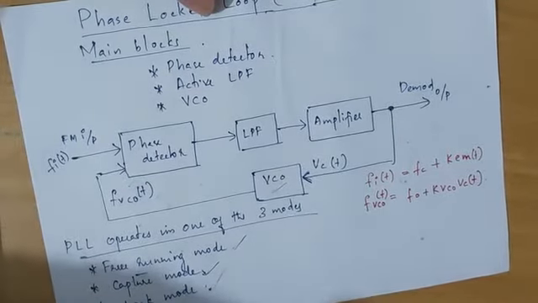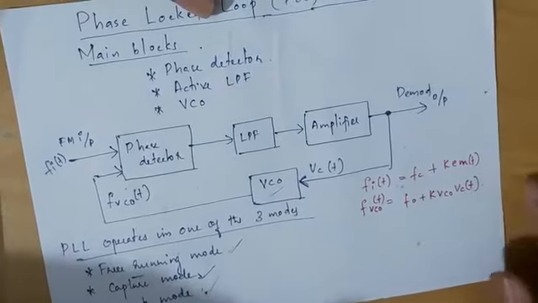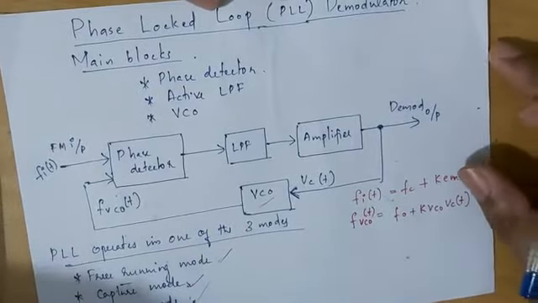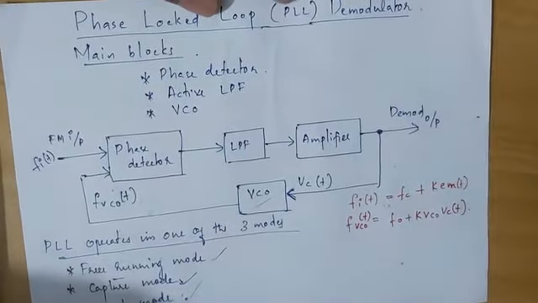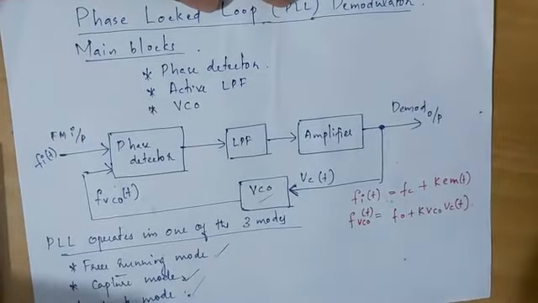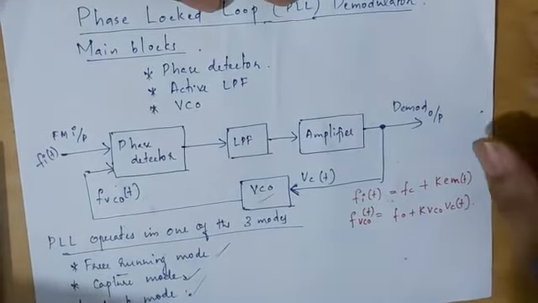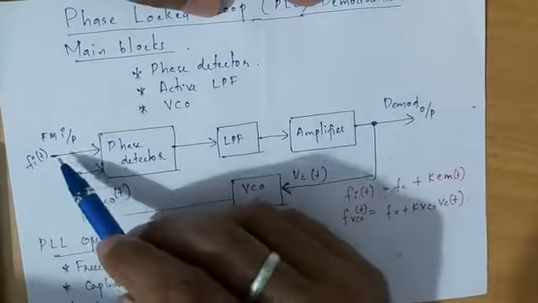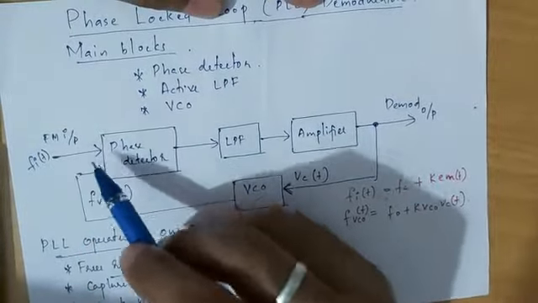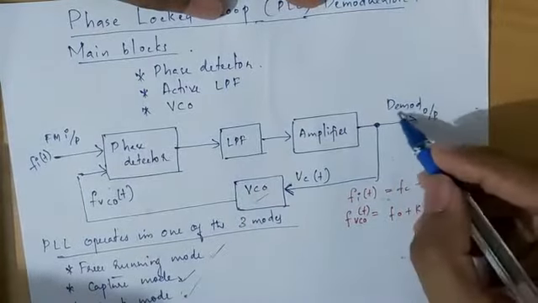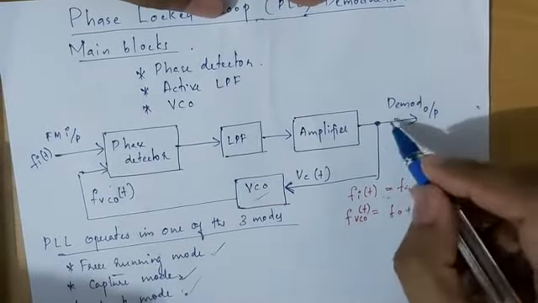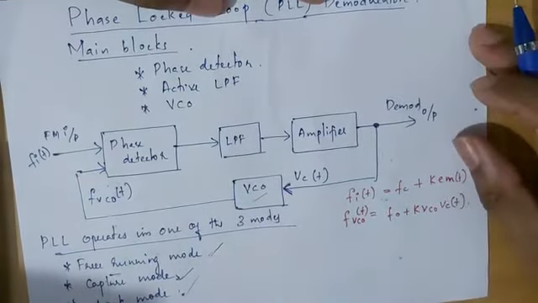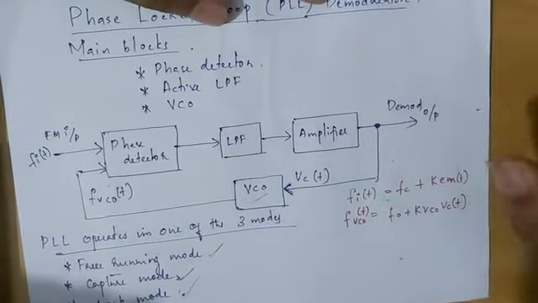Now let's see how this PLL can be utilized as an FM demodulator. One of the major applications of PLL is FM demodulation. Here you see in the block diagram, we are giving an FM input and we are getting a demodulated output here. From the amplifier output we are getting that demodulated output, and let's see how it works.